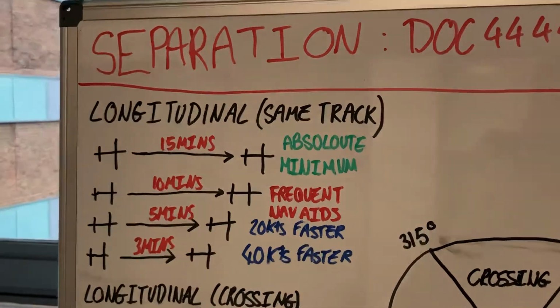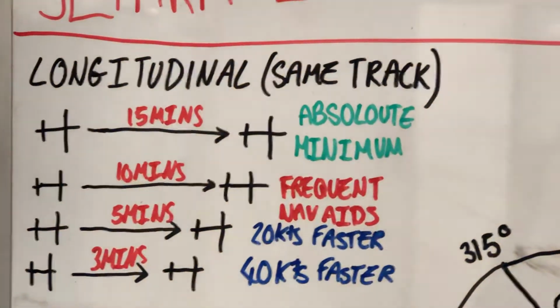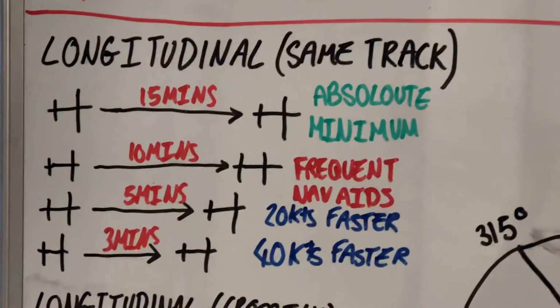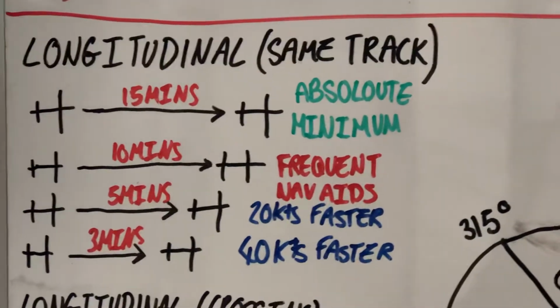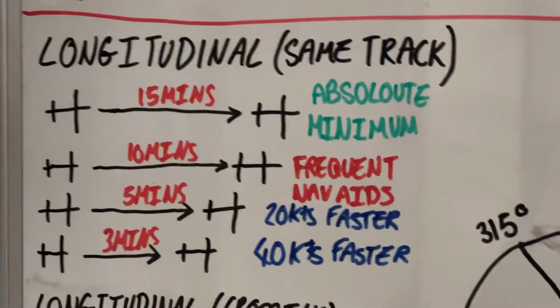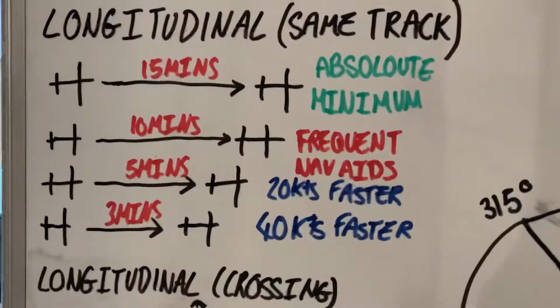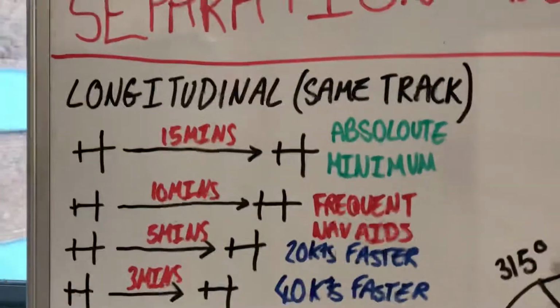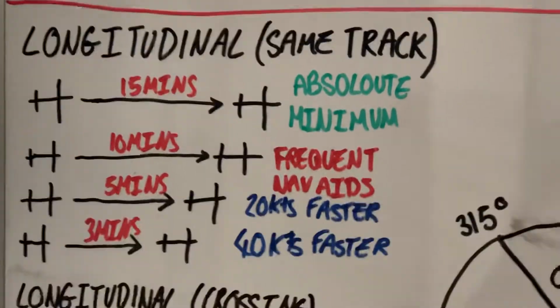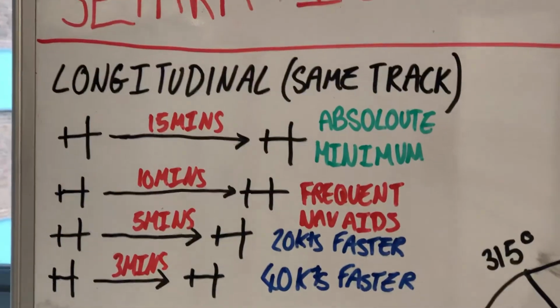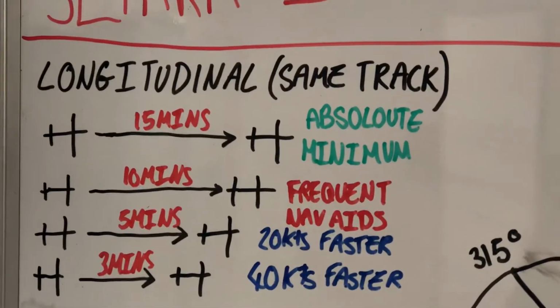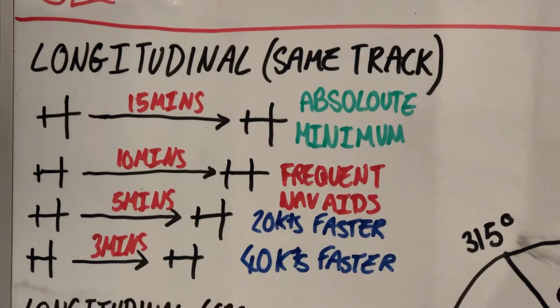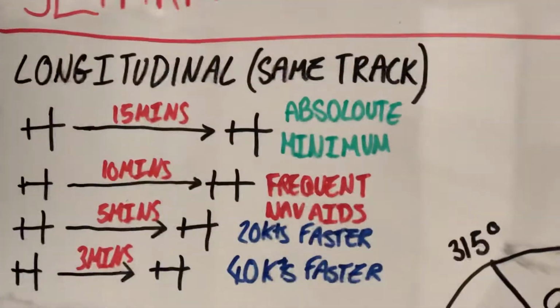So you've got 15 minutes as the absolute minimum. If there are no frequent nav aids or the aircraft's not faster, then you need to be 15 minutes behind the aircraft in front of you. It goes down to 10 minutes if there are frequent nav aids along the route, such as VORs, NDBs, dotted along the routes that you can refer to, then you knock 5 minutes off of that.